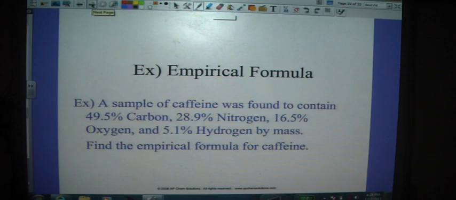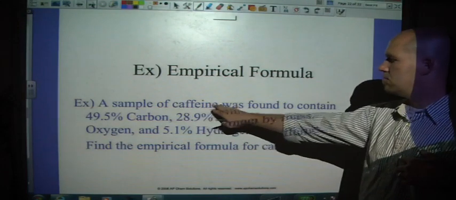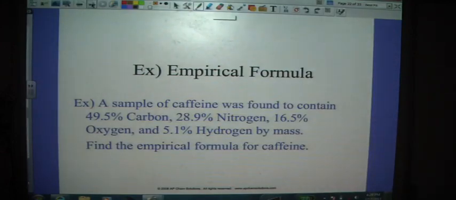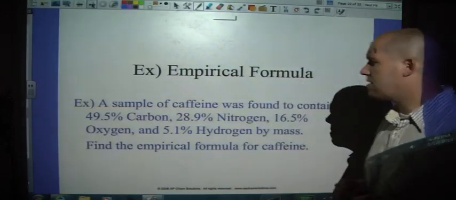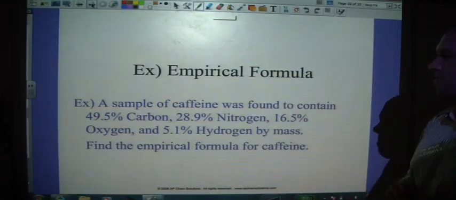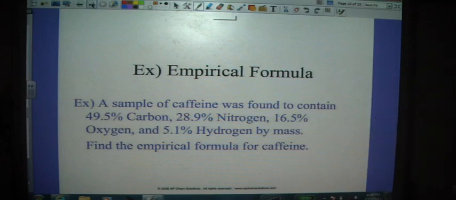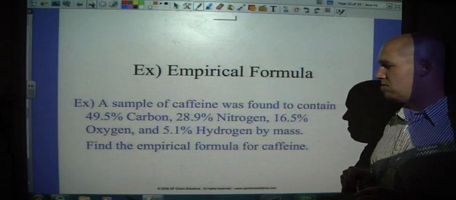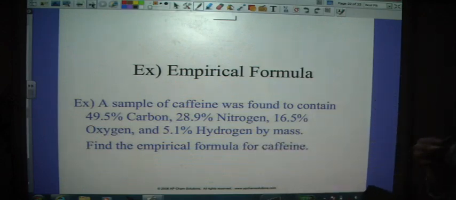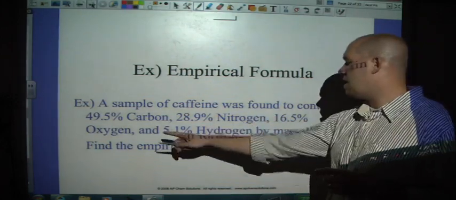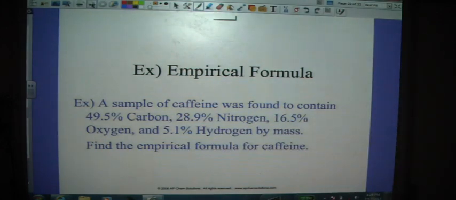So how do we calculate an empirical formula, or how do we figure out what an empirical formula is if we don't have it? Well, in this case, we are able to take a sample of caffeine, and we were able to determine that there's 49.5% carbon, 28.9% nitrogen, 16.5% oxygen, and 5.1% hydrogen by mass. There are different techniques we use in chemistry to determine that. From that, we want to figure out what the empirical formula is: what's the simplest ratio of carbon to nitrogen to oxygen to hydrogen? That's what we're going to calculate now.